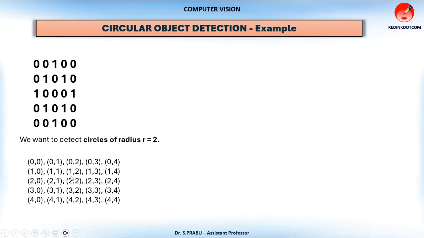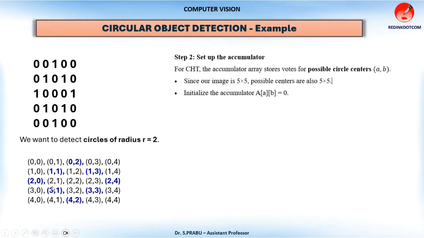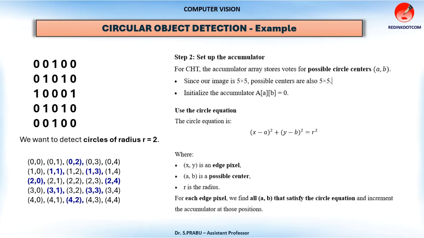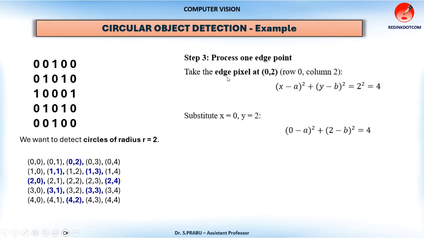These are all the available pixels, in which these edges are identified by the edge detection method. The next step is to set up the accumulator. The accumulator is an array. Initially it has 0 for all the values. The next step is to identify the possible centers. For this, you can take the first pixel. The first pixel is nothing but 0, 2. Here we are using row, column values for the pixel coordinates, not xy coordinates. So the first pixel is 0, 2.